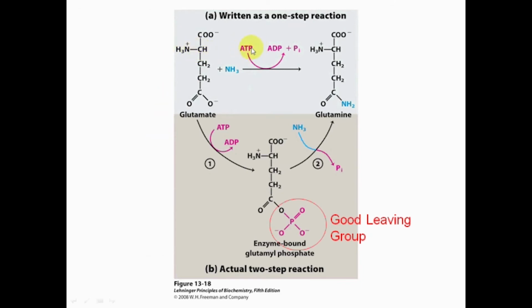So here we see ATP going to ADP plus Pi. It's usually written as a one-step reaction, but it is actually a two-step reaction. So we're going to transfer phosphate to this glutamate, and then that becomes a good leaving group.